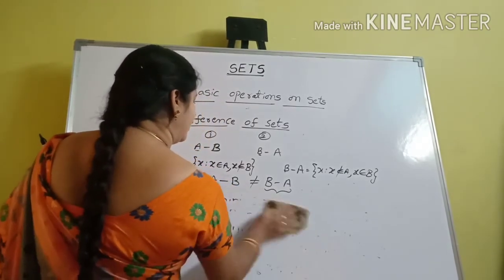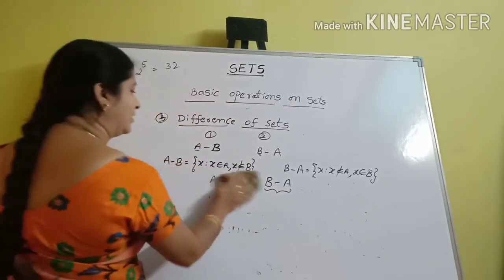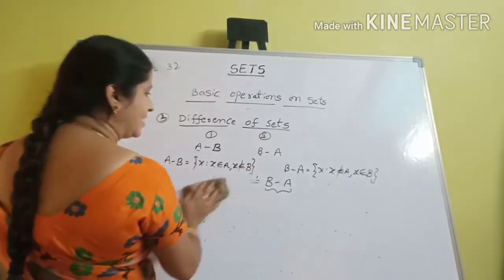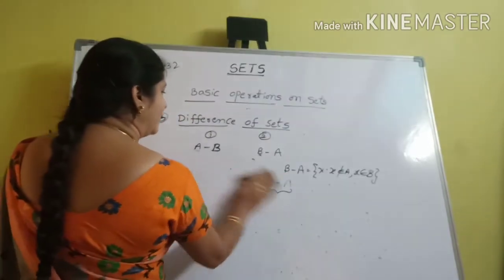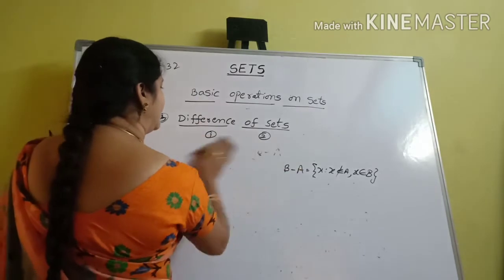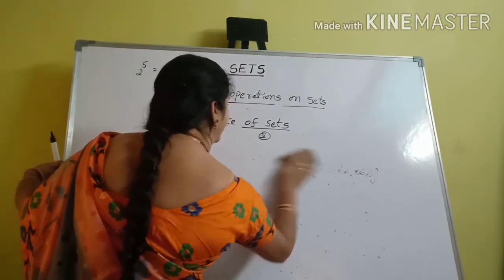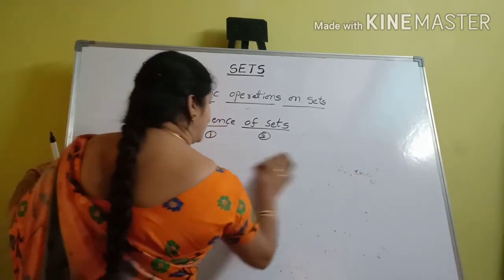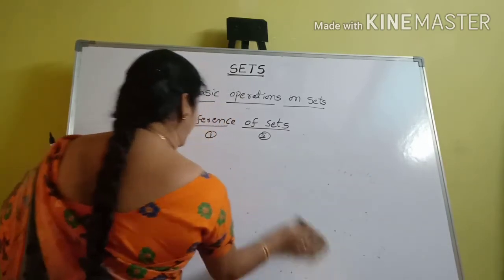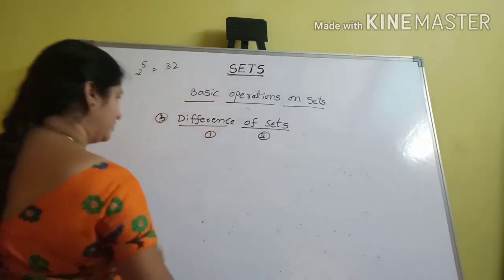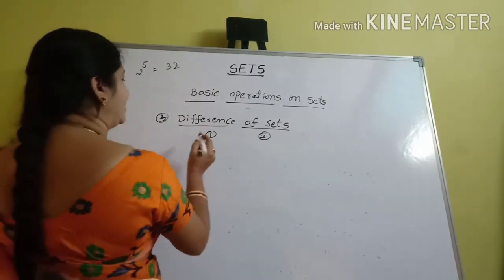So these are the basic operations. What are they? Union, intersection and difference. By using these three operations, you have 4 marks questions. Very important questions are there in your textbook. So many 4 marks questions are there. Let us see one example.